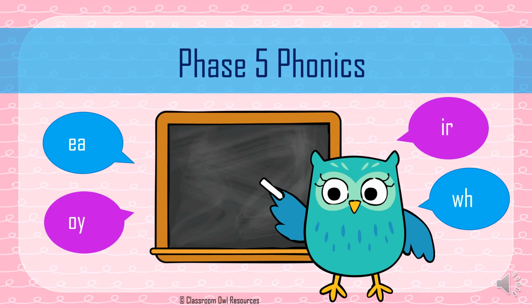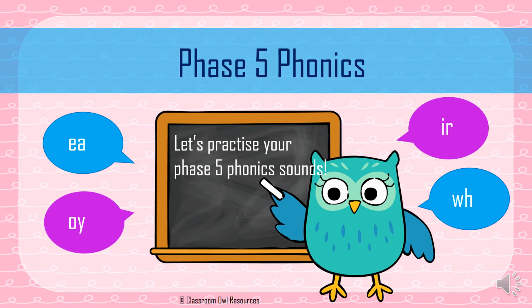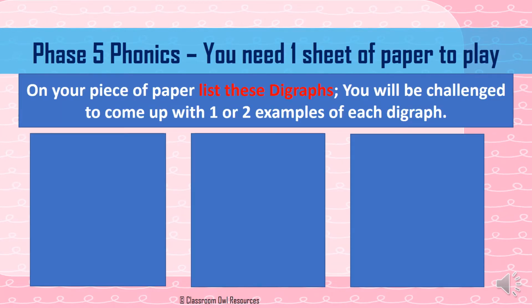It's Mr. Jacobs learning Phase 5 phonics this morning. So with the help of my little blue-green owl here, we're going to be looking at the Phase 5 phonics sounds. You've got some resources in an email sent to you. These will just be a list of digraphs that we're looking at this morning, with an example for you to provide one or two for each digraph.